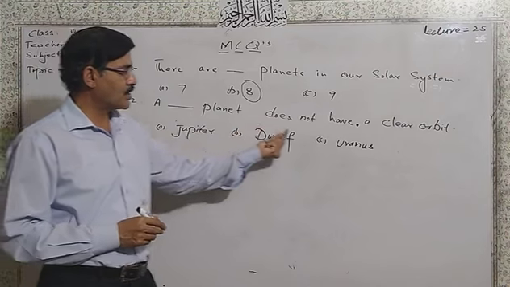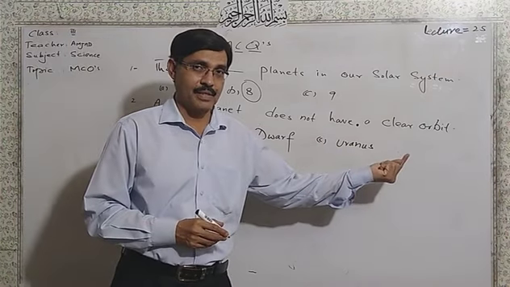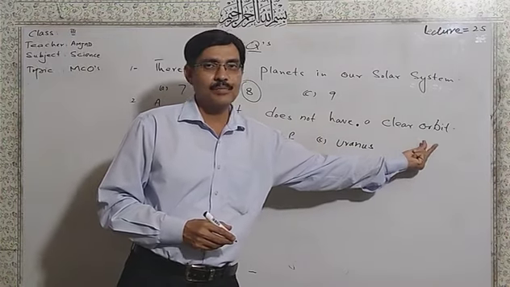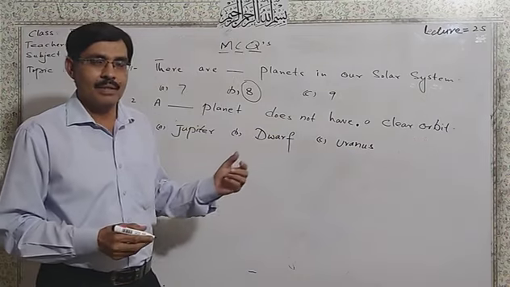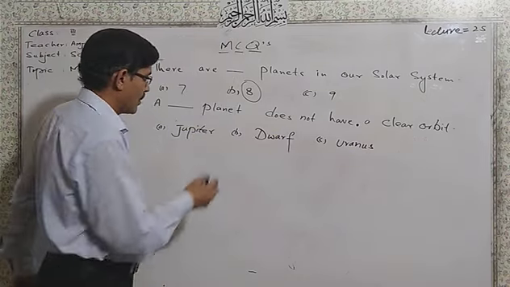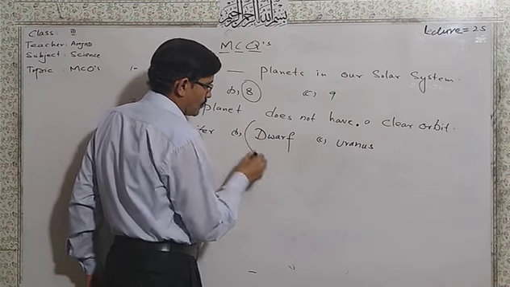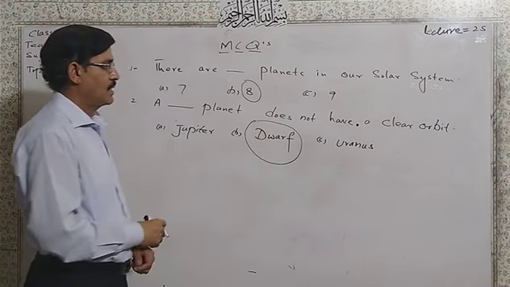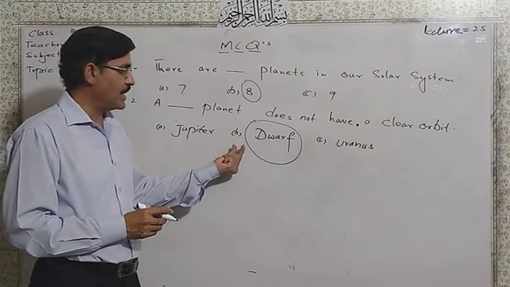A planet does not have a clear orbit. And you know what it means, orbit? Orbit means the path of a planet. Here, the answer is B.